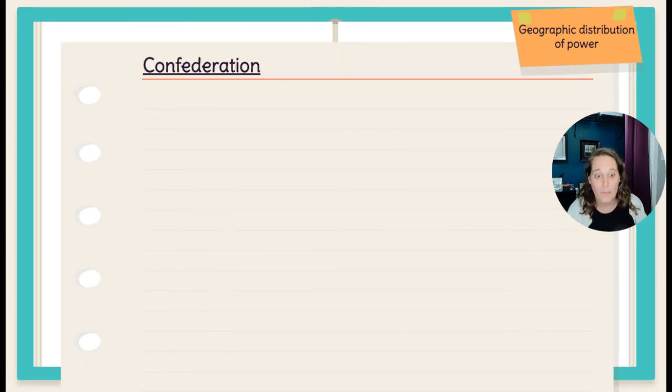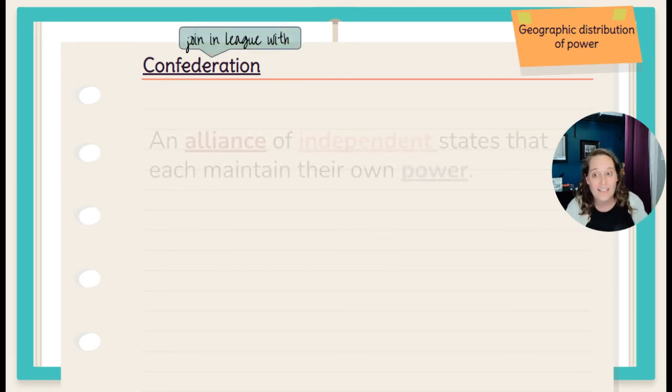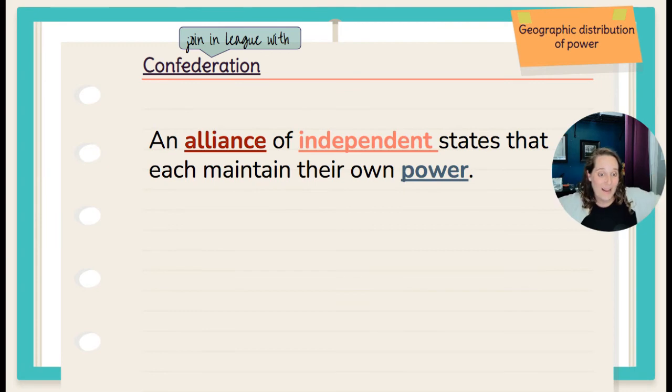Our next type of government is basically the opposite of that, where in a unitary government, all of the decisions are made in one central location. In a confederation, all of the decisions are made by independent localities. So this is where it's just a loose alliance of independent states. This is what the United States was before the current Constitution. When we started off as a government, the states each were kind of their own little countries, and they just kind of allied together for big stuff.